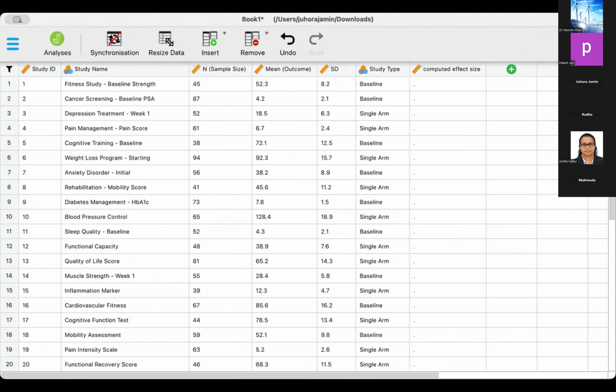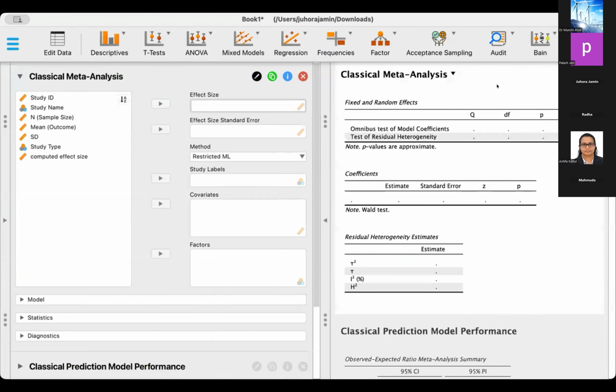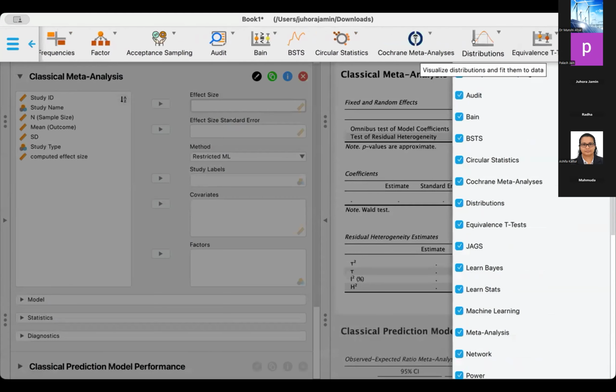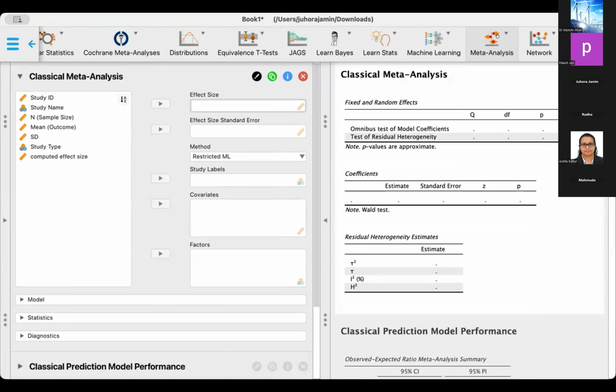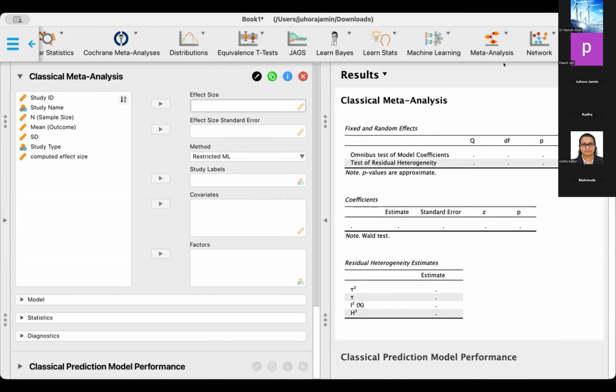Go to the meta-analysis. Click the analysis in the top left corner. Now go to the meta-analysis. Go to meta, this one. Oh, I know what the problem is. You have downloaded the older version. You have to update to the new version, which has the effect size calculation. Okay, sir. Thank you. Good question.